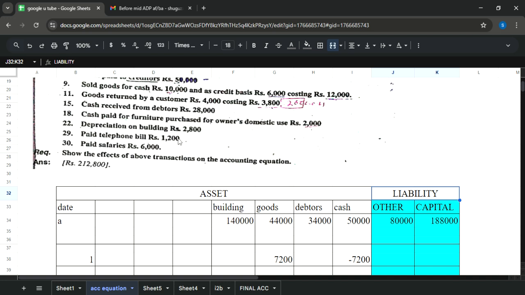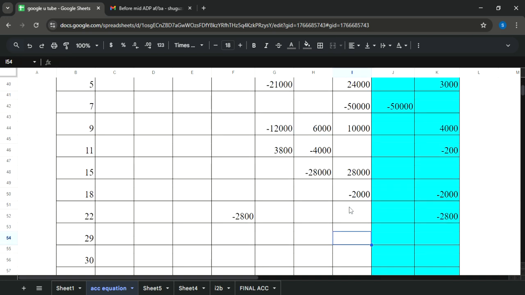Paid telephone bill. It's an expense. When you pay, cash would be decreased. You will come over here, minus 1,200, cash is going out since it's an expense. The expense would be borne by the owner, so his capital would be decreased by 1,200.